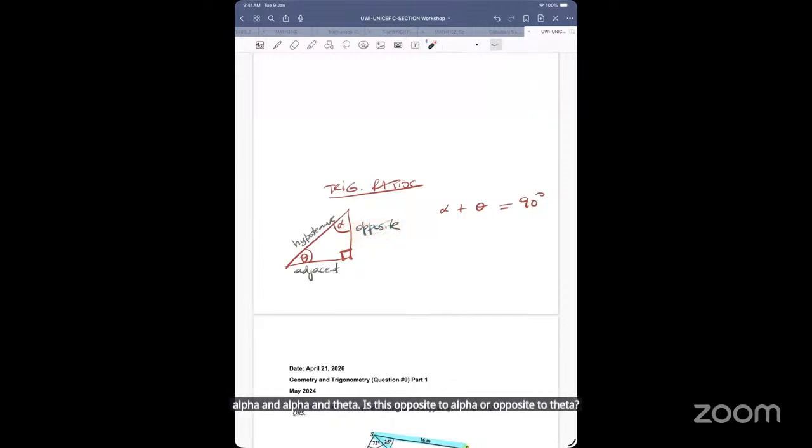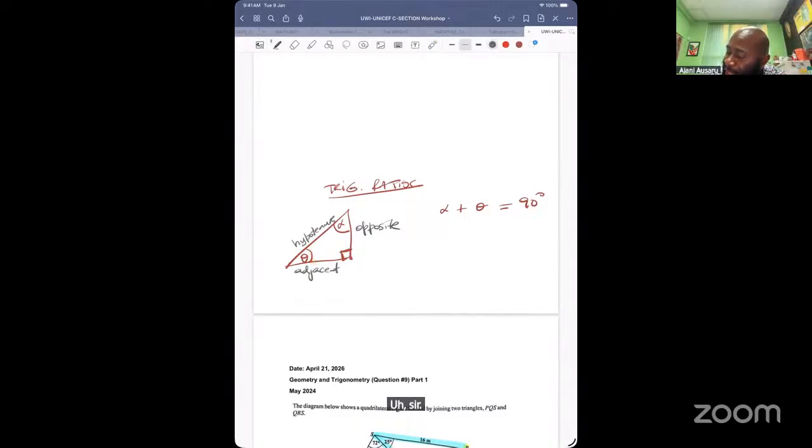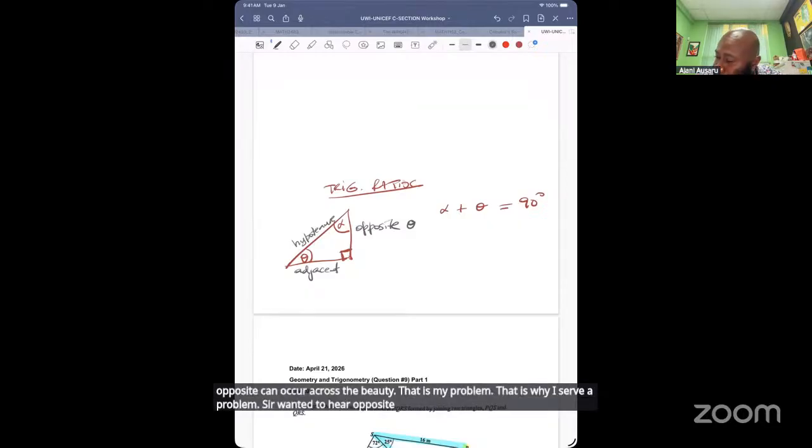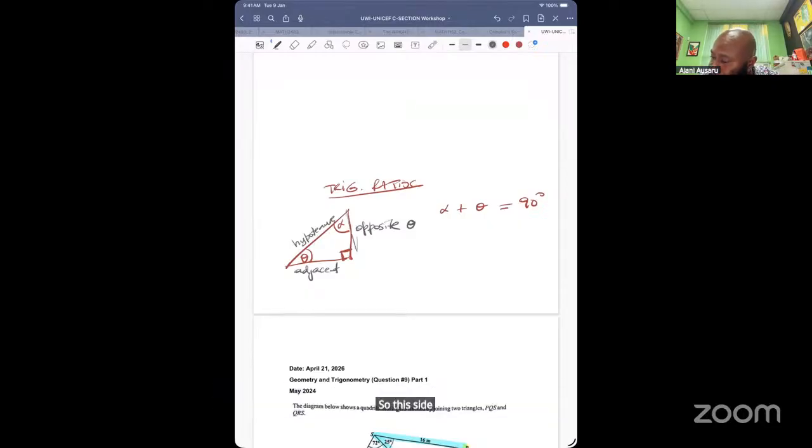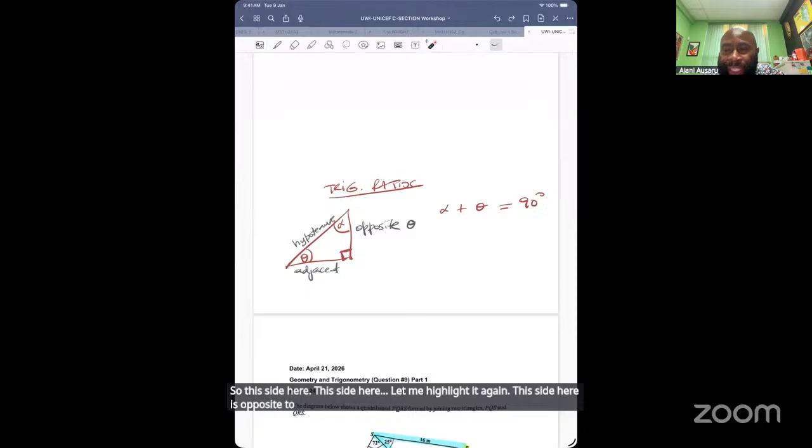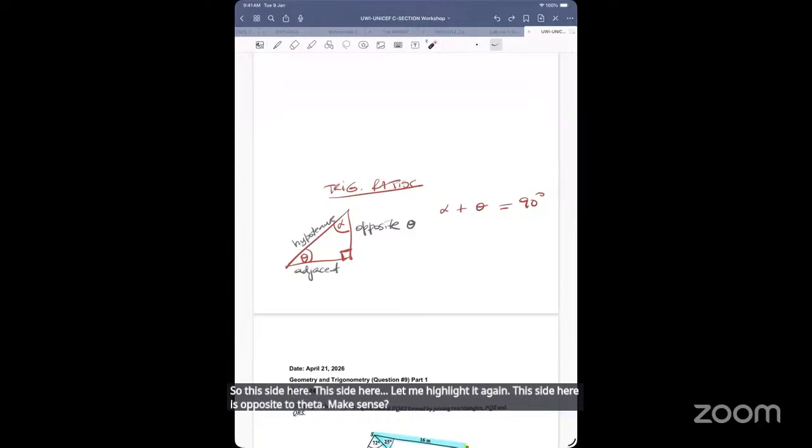Opposite to theta, because it is across from theta. Beauty. That is why sir has a problem. Sir wanted to hear opposite to theta. So let me highlight it again. This side here is opposite to theta. Make sense?